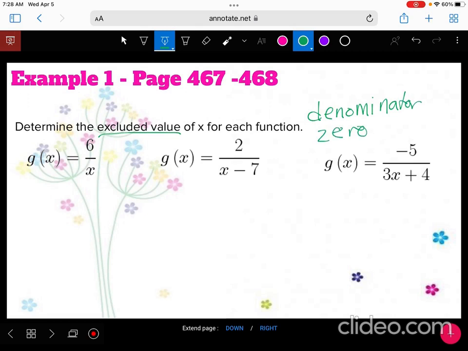So looking at this first one, a, I don't have the values here. My denominator is x, so I want to know when the denominator equals 0, which is when x equals 0. So x cannot equal 0. And this little symbol here, it's an equal sign with a diagonal through it. It says cannot equal. X cannot equal 0.